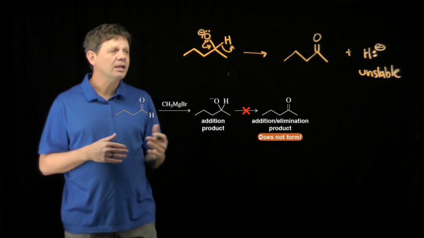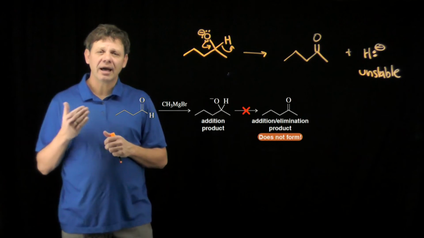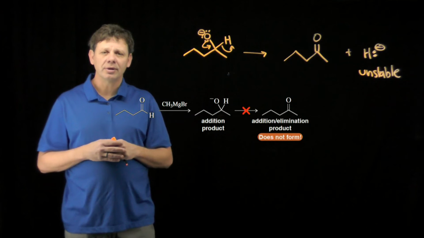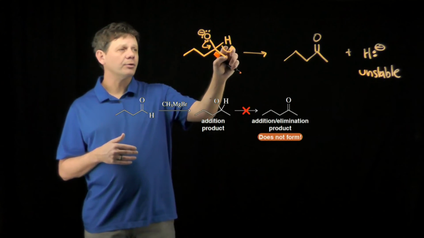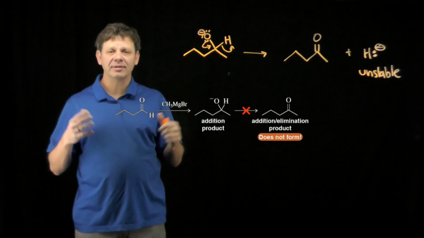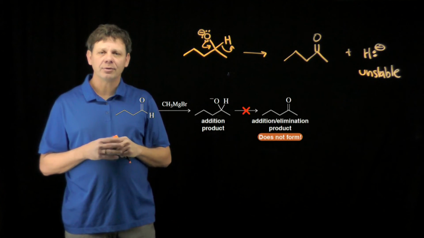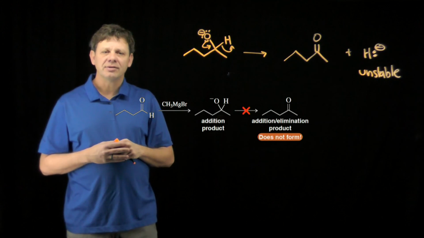And so for that reason, the only thing that happens with aldehydes and ketones is the nucleophilic addition. When we have a group here that's a good leaving group, as is the case in the carboxylic acid derivatives, the elimination step happens.